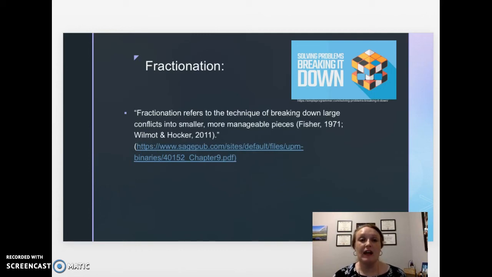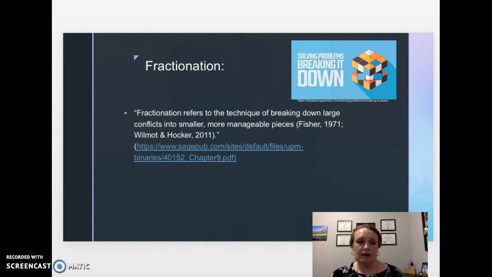So one helpful hint is fractionation. So this is how to simplify a problem into breaking it down into smaller problems. So the definition refers to the technique of breaking down large conflicts into smaller, more manageable pieces. And I want you to be thinking about that as you're going forward with this final case. How could you use fractionation to break it down into smaller pieces? And this would be a helpful hint for you for your assignment.